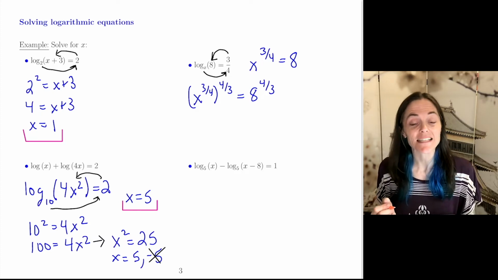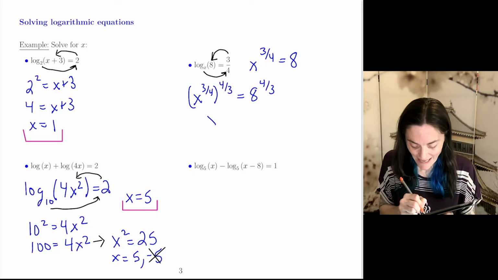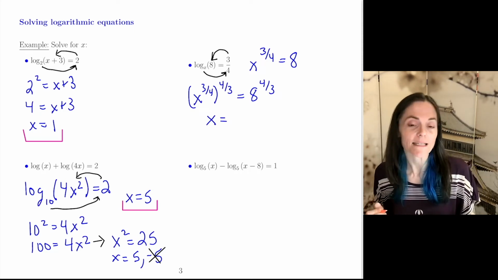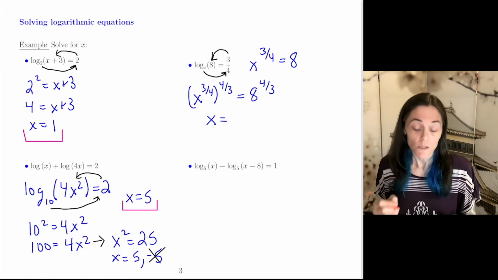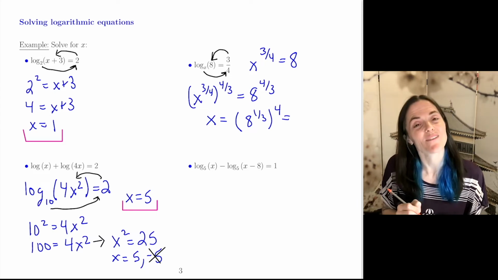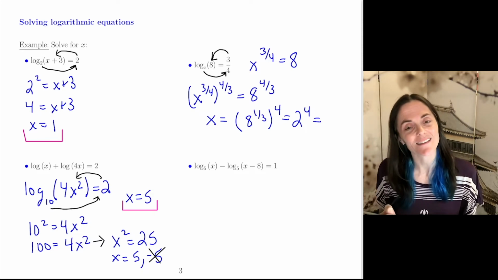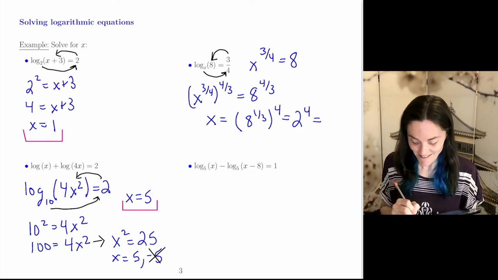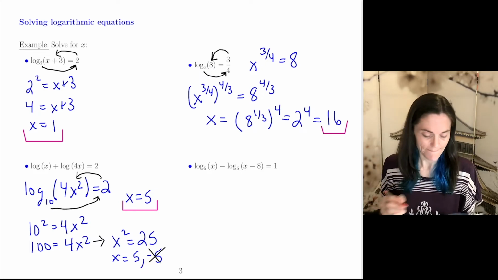This is going to be fantastic because on the left-hand side, power to a power, we multiply, we get x. And over here, we just have to evaluate 8 raised to the 4/3 power. So what I'll do first, we can take the cube root of 8. This would be 8 to the 1/3 and then to the 4th. And the cube root of 8 is 2. So I have 2 to the 4th. And 2 to the 4th is 4 times 4, which is 16. So here is my answer. x equals 16.